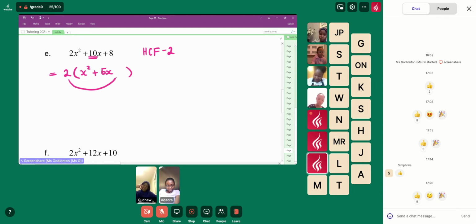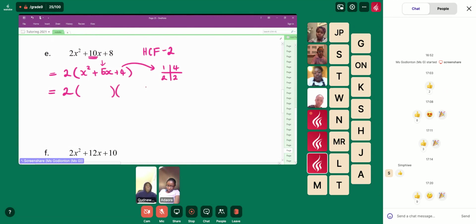And then we have to think 2 times something has to give me 8. So 2 times what will give me 8? 4. Beautiful. There you go. So we've taken out our highest common factor. Now we need to do our trinomial. So we need to work with our factor pairs of 4. We've got 1 and 4 and 2 and 2. Which one of those factor pairs is going to help us get to 5? 1 and 4. Good.